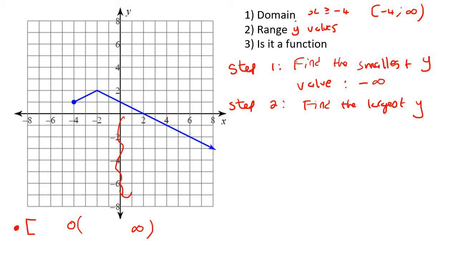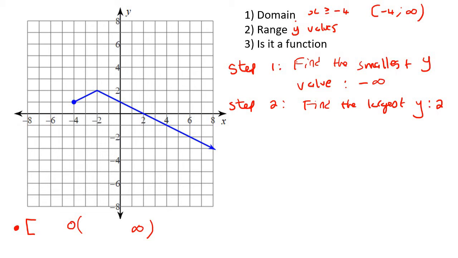Negative infinity would be at the bottom. Okay, now what is the largest y value? Well, the largest y value is the highest place on the graph, and that would be at this point over here. It doesn't go any higher than that. So that would be at 2. Now, is the 2 included? Yes, we can see that it is touching the value of 2. Although it doesn't have a little dot there, they only show dots at the end. Okay, but we can see it's definitely touching the 2.